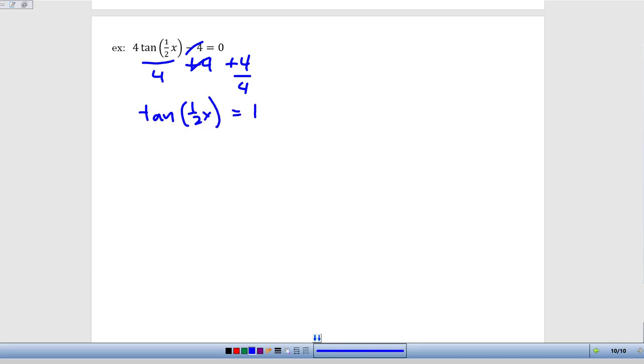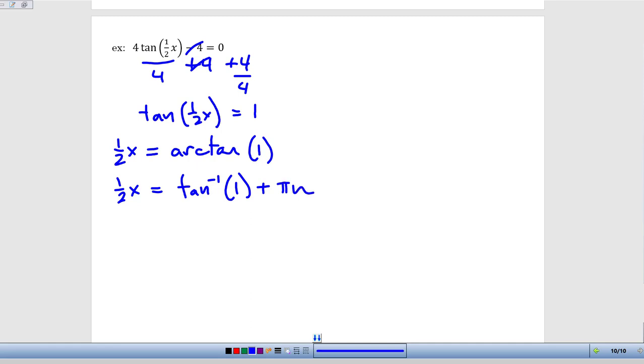So we can take the arctangent of both sides. The arctangent of the tangent of 1/2 x leaves us with just 1/2 x equals the arctangent of 1. Now we can apply our definition of arctangent. So we have 1/2 x equals the inverse tangent of 1 plus pi n. Now we have to find what that inverse tangent of 1 is. I think we've seen that in a previous example. We're going to get pi over 4. For an answer between negative pi over 2 and positive pi over 2, the inverse tangent of 1 gives pi over 4, plus pi n.